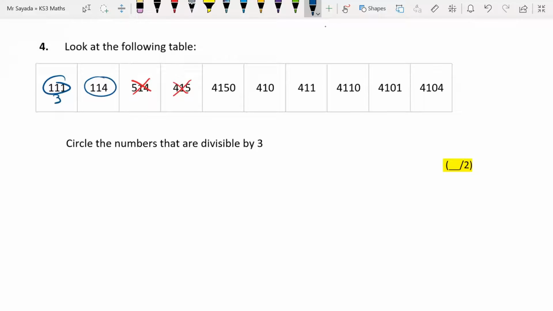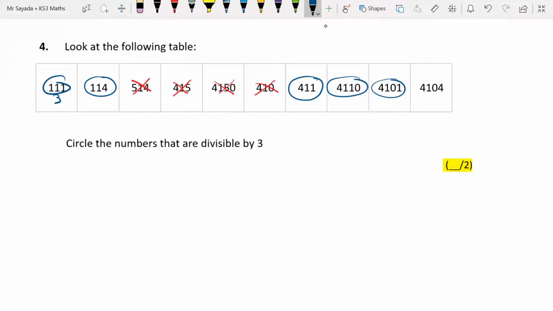Next one, 4 plus 1 plus 5 plus 0 is also 10, and that doesn't divide by 3, so neither does 4,150. The next one, 410, 4 plus 1 plus 0 adds up to 5. That's not divisible by 3, so neither is 410. The next one, 4 plus 1 plus 1 is 6, which is divisible by 3, which means 411 is also divisible by 3. The next two also both have totals of 6, so they both divide by 3 as well.